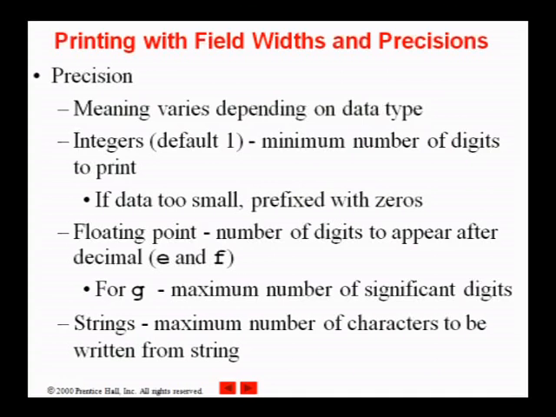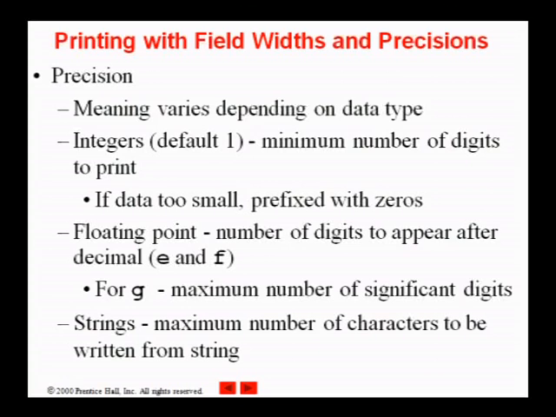For integers, the default minimum number of digits to print is 1. If the data is too small, it will be prefixed with zeros. For floating point, it is the number of digits to appear after the decimal point, for E and F. For G, it is the maximum number of significant digits, maybe 2 digits or 5 digits, depending on your application. For strings, it is the maximum number of characters to be written from a string. Suppose there is a 100-character string and you don't want to display all of it, only 20 characters. That can be done.